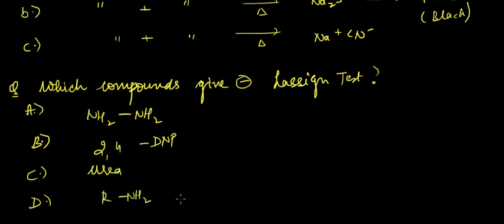Obviously, options B, C and D are organic compounds containing nitrogen. I hope you remember the formula of urea. Again, this is DNP, and NO2 groups can be found at ortho and para positions. And is this first one an organic compound? No. The first thing to be noticed for having a Lassaigne test is that it should be an organic compound, but this is not an organic compound, hence A is the answer.